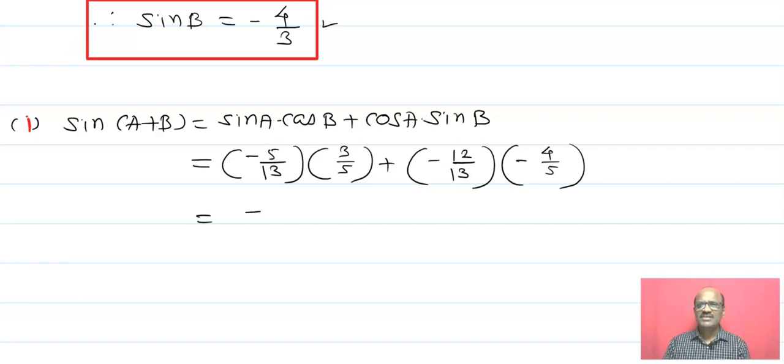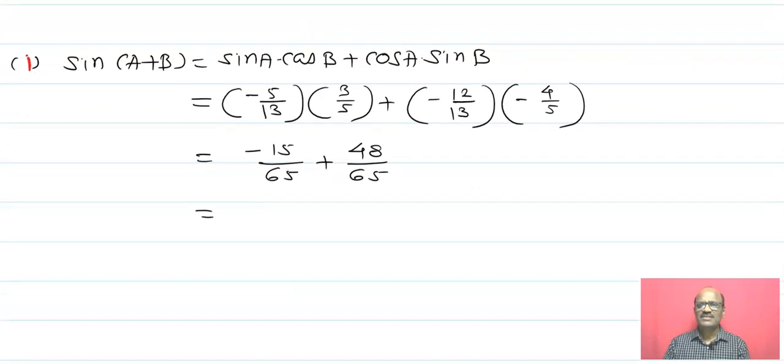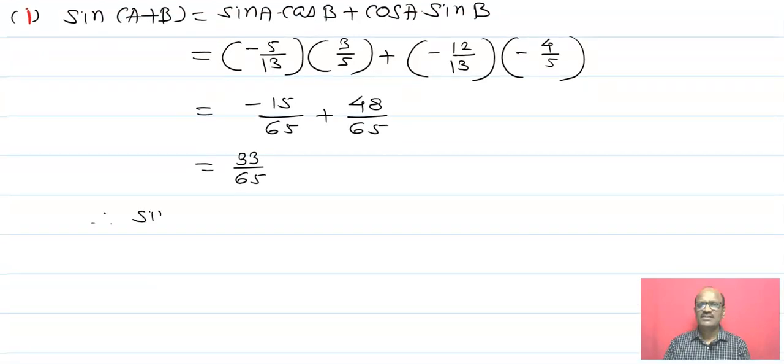Keep this, that is minus 15 upon 65 and plus 48 upon 65 comes. That is equal to 33 upon 65, and this is the answer. Sine of A plus B is equal to 33 upon 65. Next.